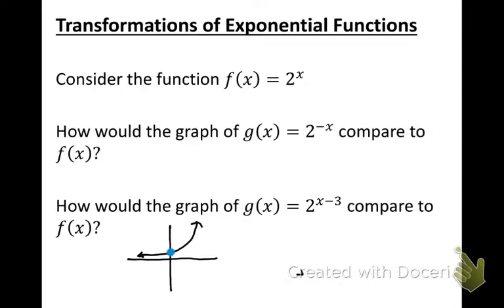We had 0, 1, over 0, up 1. Now we're moving this graph to the right 3. So that point 0, 1 is going to become the point 3, 1. So we can use that initial reference point as a guidance in how we're going to transform that graph.